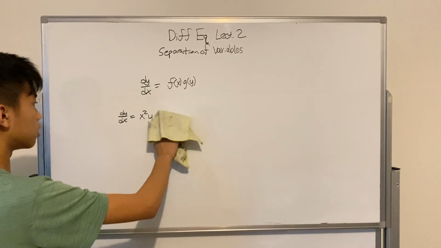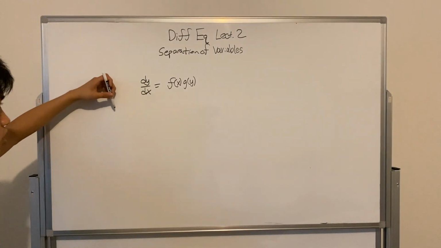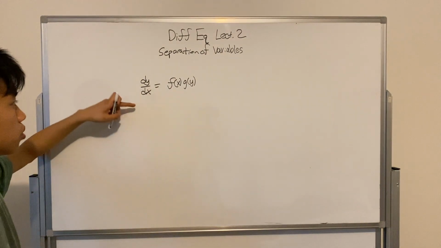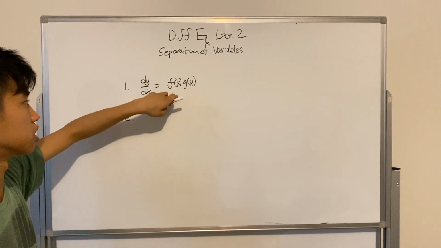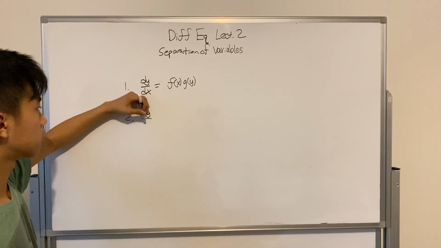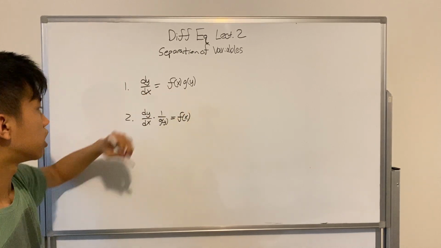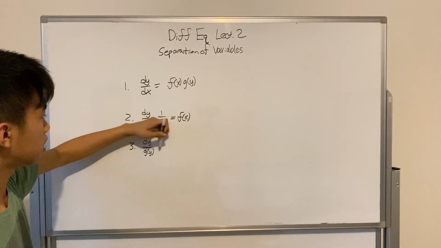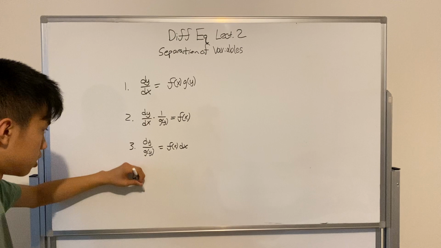So the method that we'll be covering is as follows. We already have our dy over dx equals f of x times g of y. This is our first step, separating our initial differential equation into this. Our second step is to divide both sides by g of y. So now we have 1 over g of y times dy dx equals f of x. Now we can multiply both sides by dx. So we now have dy over g of y equals f of x dx. Then we can integrate both sides.